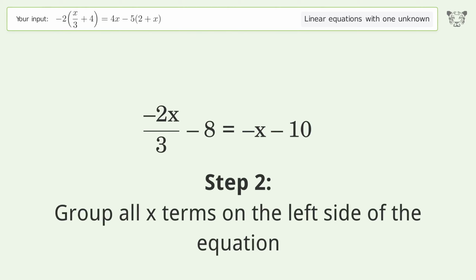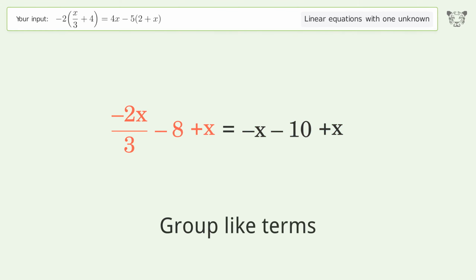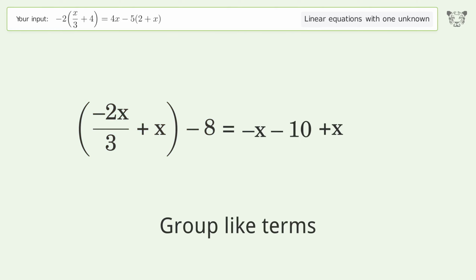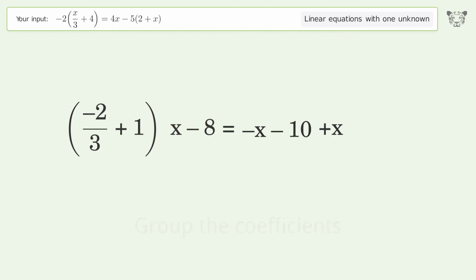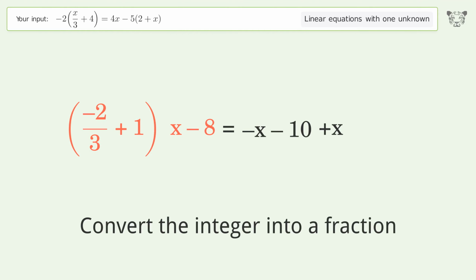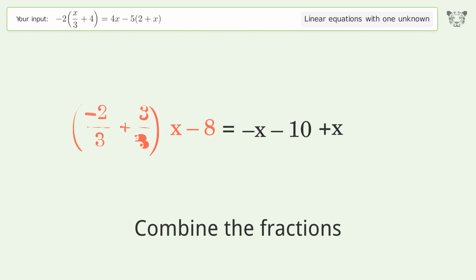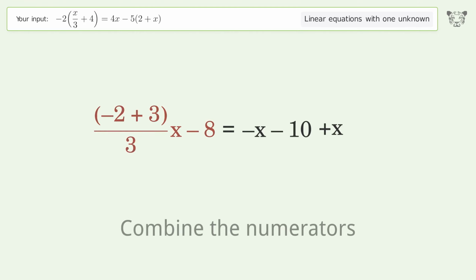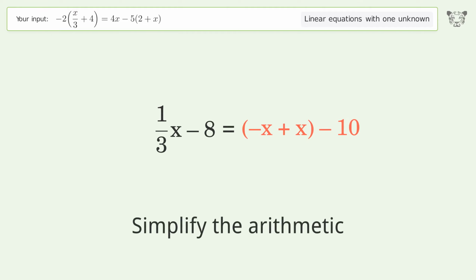Group all x terms on the left side of the equation. Add x to both sides. Group like terms. Group the coefficients. Convert the integer into a fraction. Combine the fractions. Combine the numerators. Group like terms. Simplify the arithmetic.